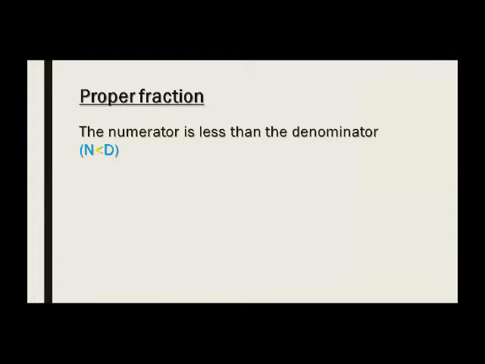Now, first of all, we'll start with the proper fraction. You know what the numerator is and what the denominator is. The numerator is the number written above the bar, and the denominator is the number written below the bar. In a proper fraction, the numerator is less than the denominator. N is the numerator and D is the denominator. The numerator is less than the denominator.